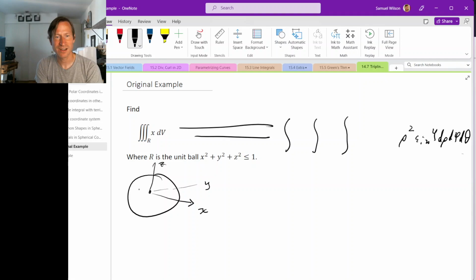And then what about our rho values? Well, along a single direction, the smallest distance from the origin is 0, and the biggest distance from the origin is, well, the edge of the unit ball, which is the unit sphere, so that's 1.